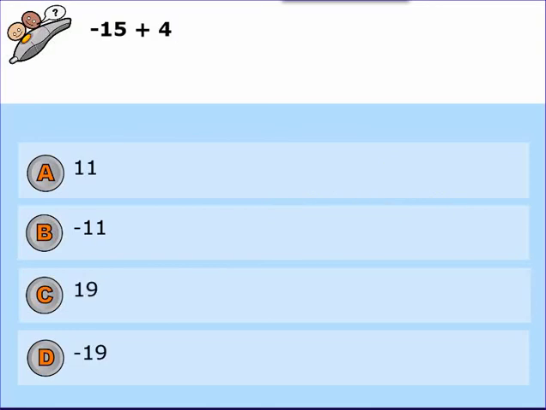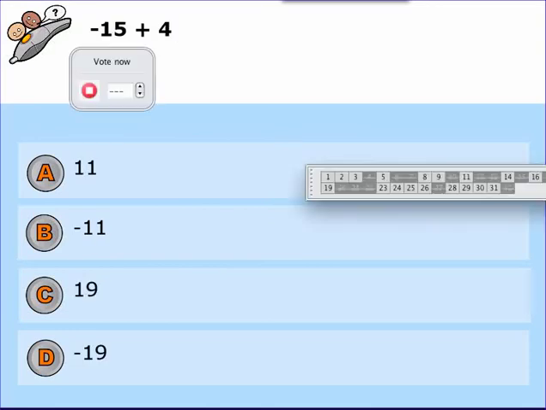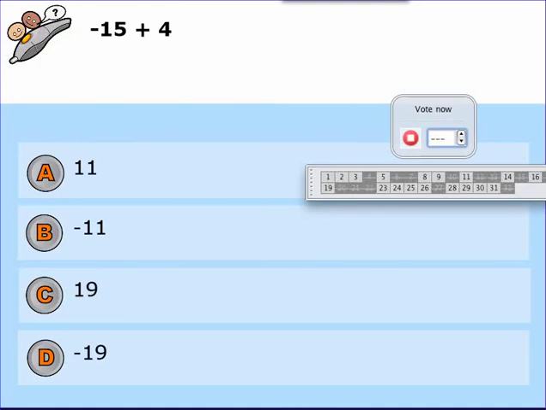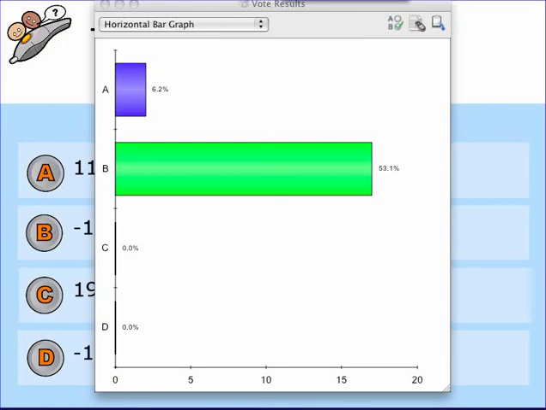All right, let's look at this next one. Negative 15 plus 4. Negative 15 plus 4. Now this is going to be a time where I don't let you use a calculator. All right, the answer is B, negative 11.